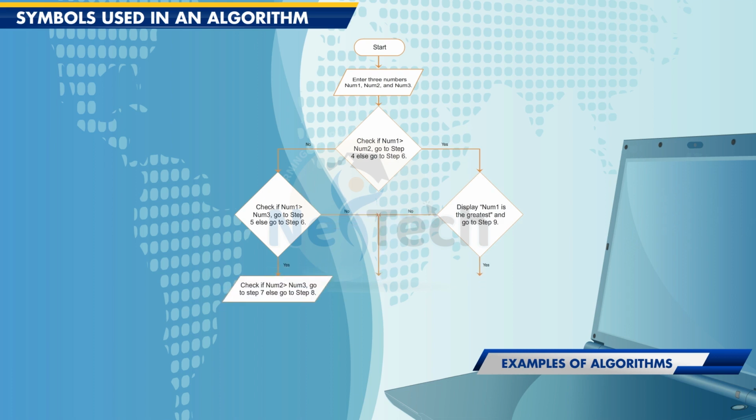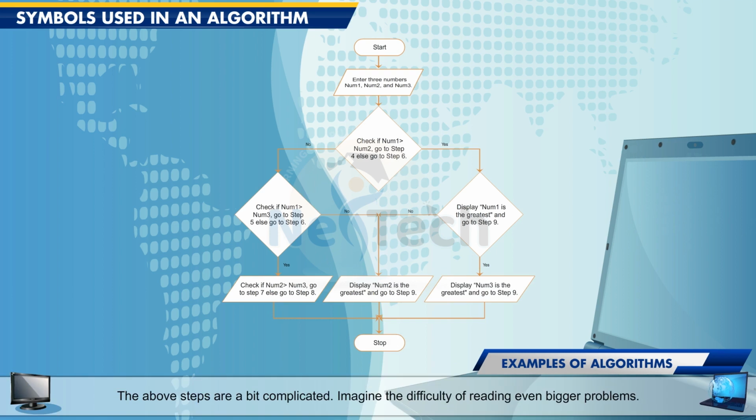Step 6. Check if number 2 is greater than number 3. Go to step 7, else go to step 8. Step 7. Display number 2 is the greatest and go to step 9. Step 8. Display number 3 is the greatest and go to step 9. Step 9. Stop. The above steps are a bit complicated. Imagine the difficulty of reading even bigger problems. There is an easier form of depicting the same step-by-step procedure graphically in the form of flowcharts.